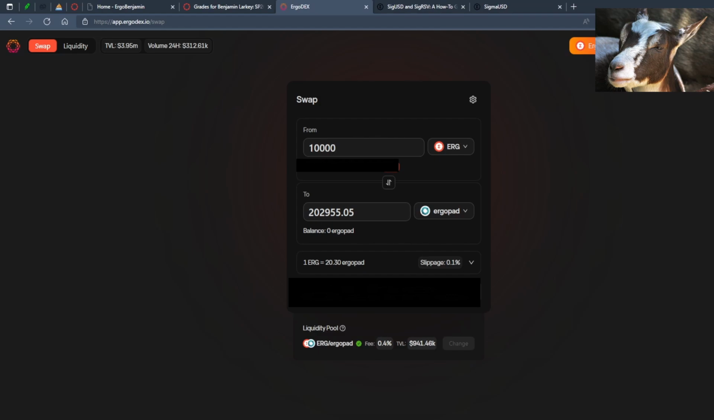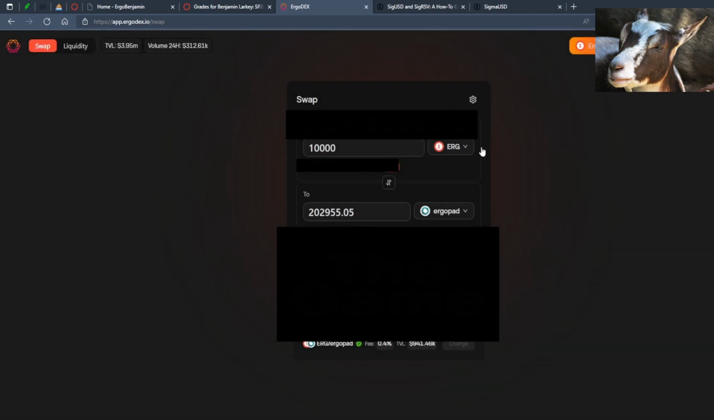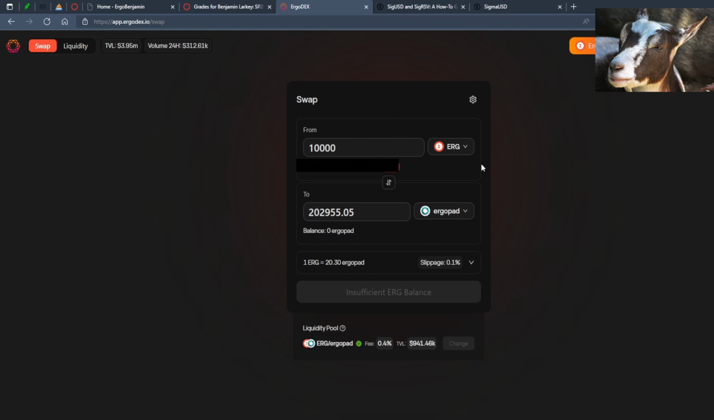As far as wallets go, my personal opinion, just use Nautilus. There is no reason to use Yoroi anymore. I'm being legitimately serious. There is no reason to use Yoroi anymore for basically any reason whatsoever. I would just stay far, far away from Yoroi, right? So that's the deal there, right?